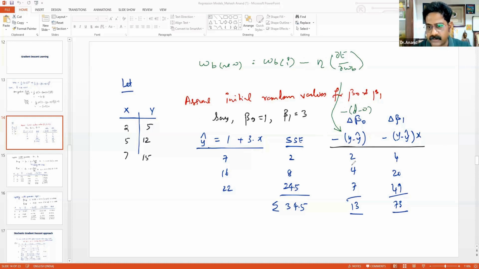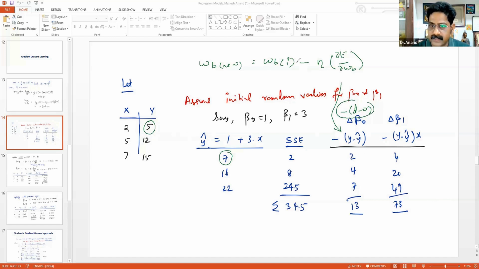So I calculate the individual error gradients. What is the actual y? 5, and the predicted is 7. So the difference is 5 minus 7, which gives minus 2, because yesterday, remember, the derivation has the negative sign also. So attaching the negative sign, minus of minus 2 becomes plus 2.